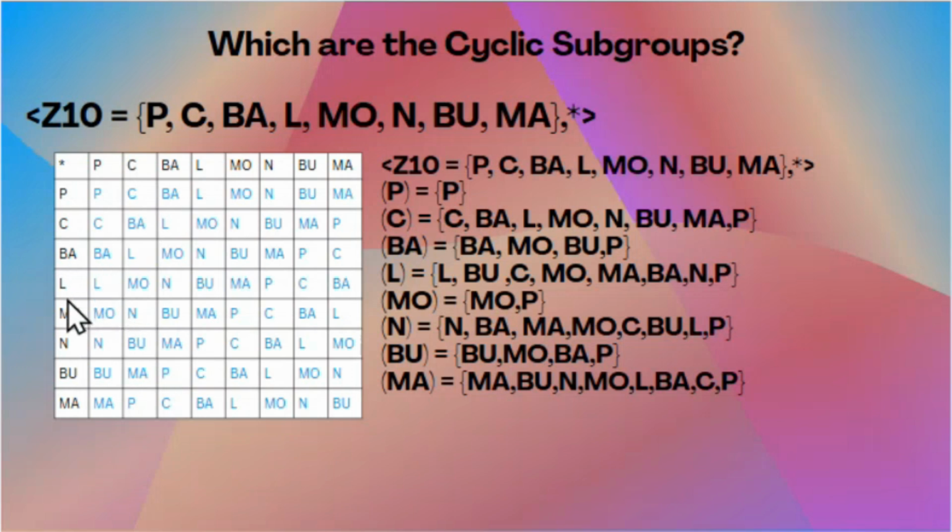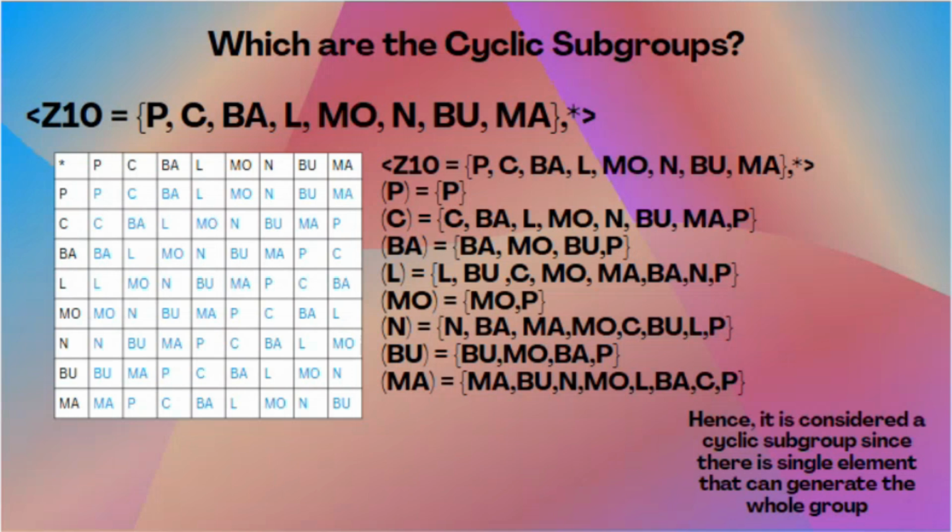Next, L. So L star L, BU star L is equal to C. Then C star L, MO, MO star L, MA, MA star L, BA, and BA star L is N, and N star L is P. So as you can see here, we have four elements that generate the whole group. So therefore, it's a cyclic subgroup.